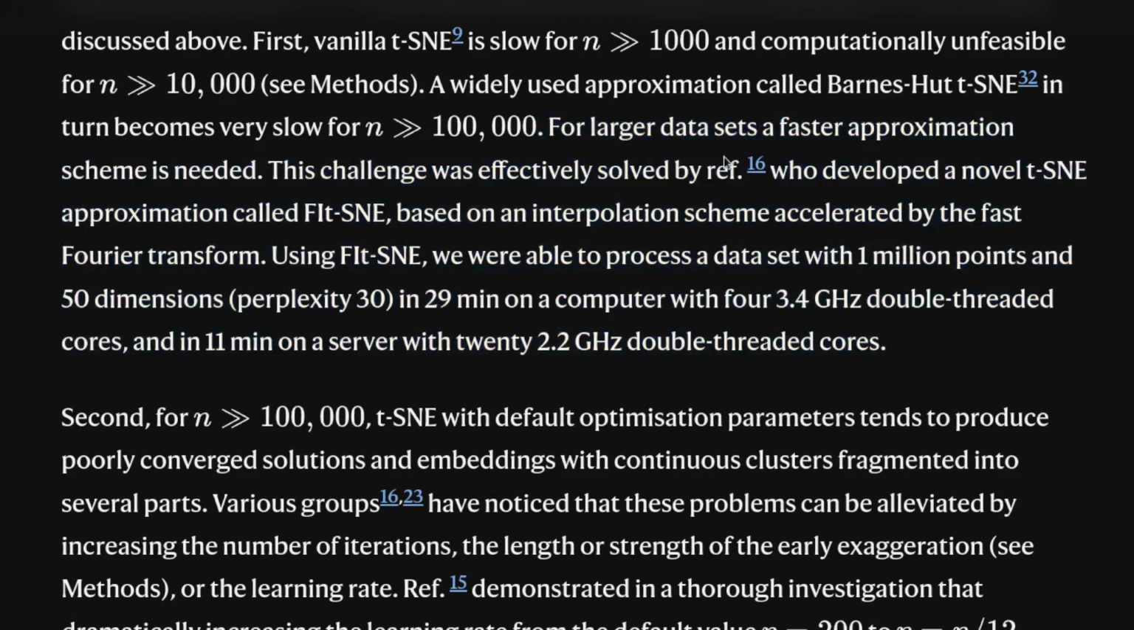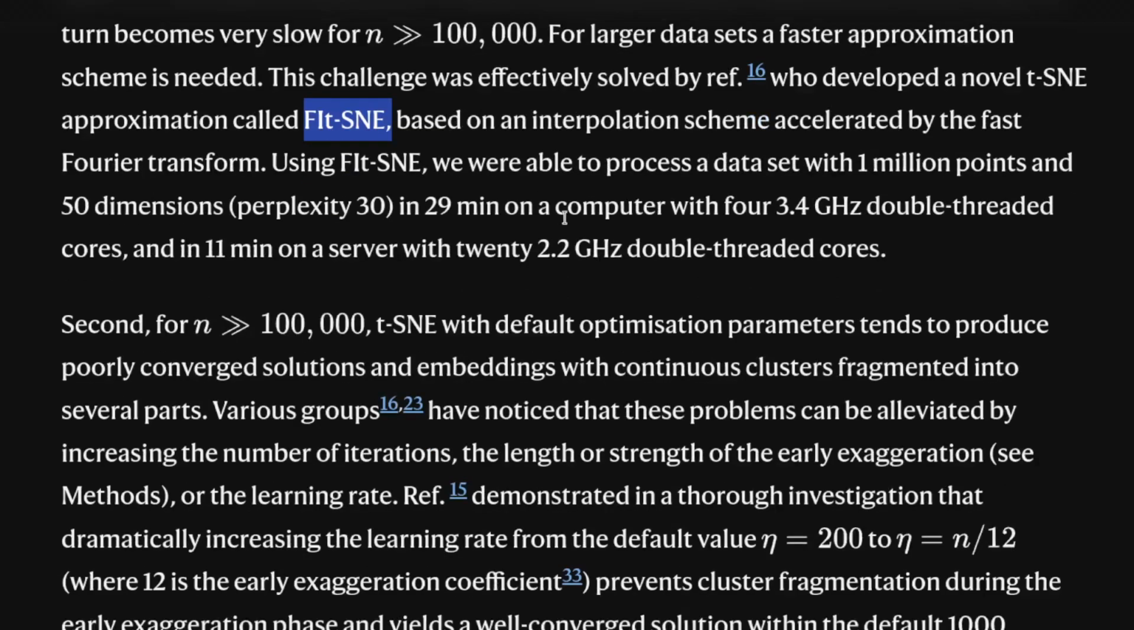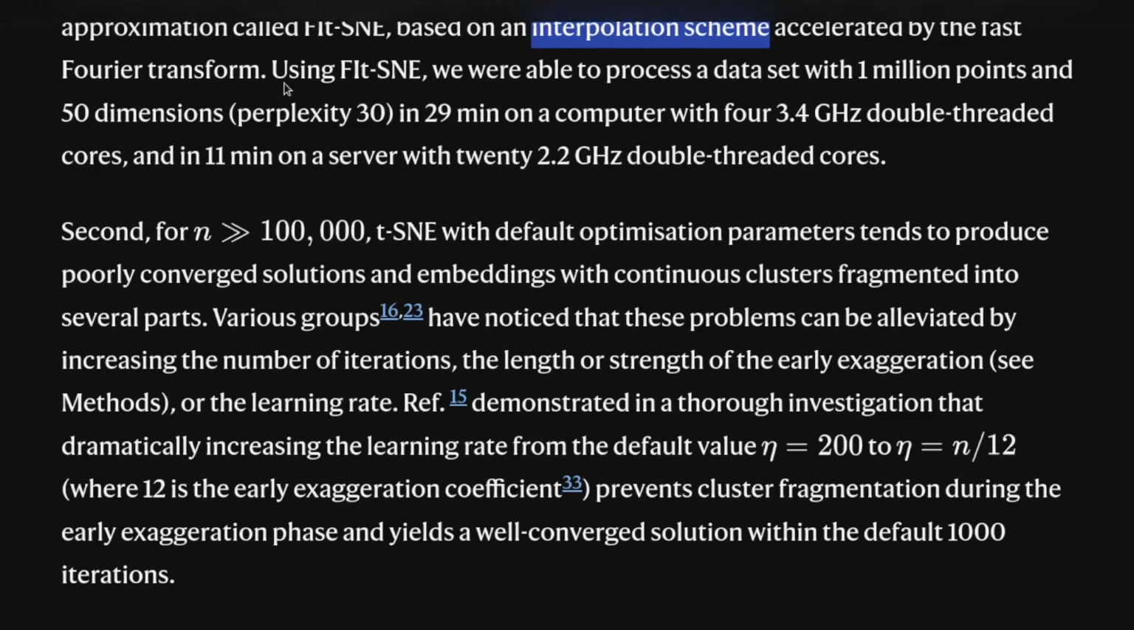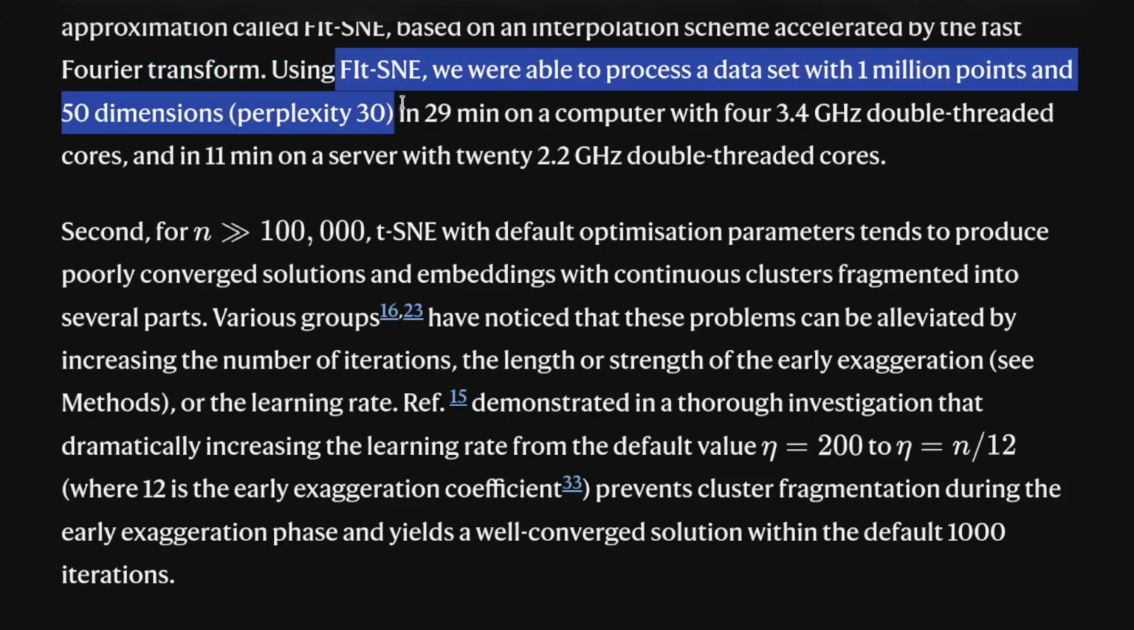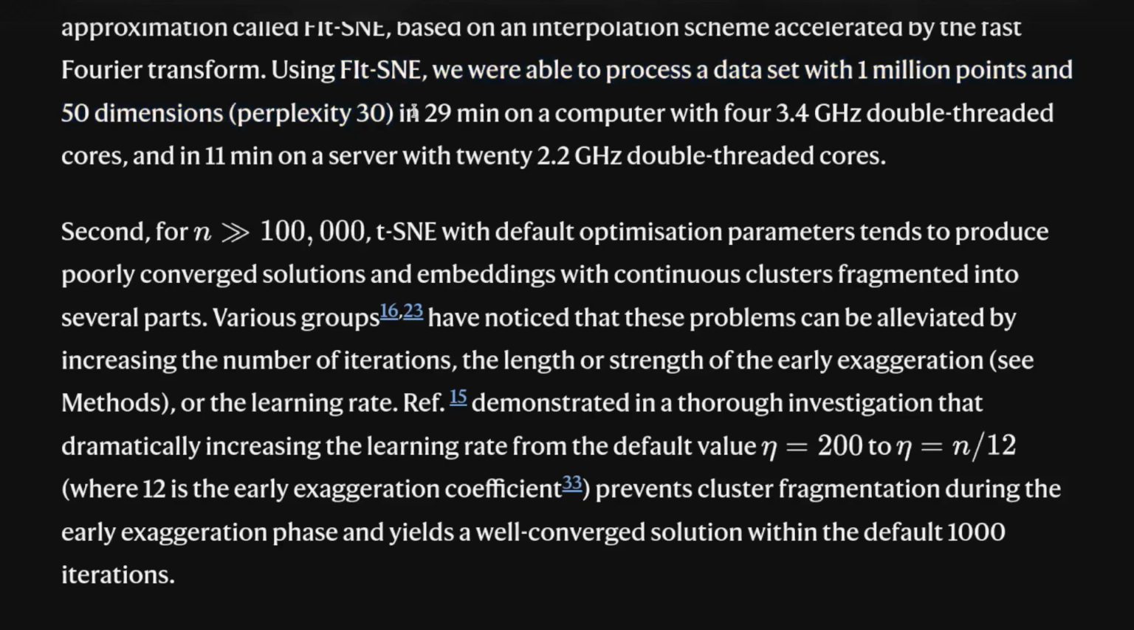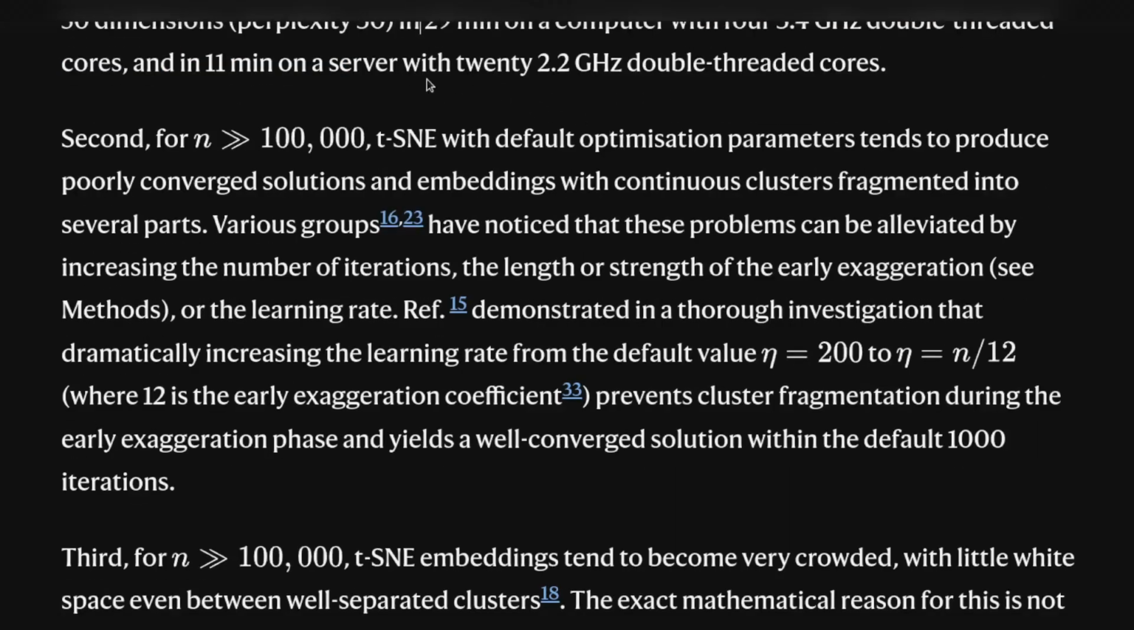This challenge was effectively solved by Ref 16, who developed a novel t-SNE approximation called FIt-SNE, based on an interpolation scheme accelerated by the fast Fourier transform. Using FIt-SNE, we were able to process a dataset with 1 million points and 50 dimensions, perplexity 30, in 29 min on a computer with 4 3.4 GHz double-threaded cores, and in 11 min on a server with 22 2.2 GHz double-threaded cores.